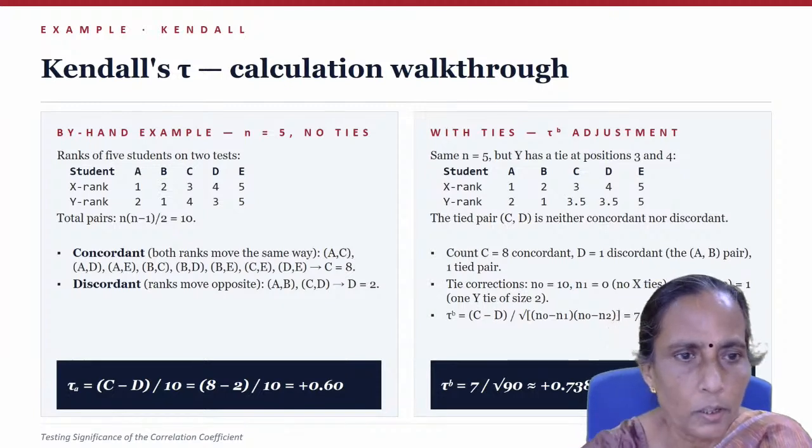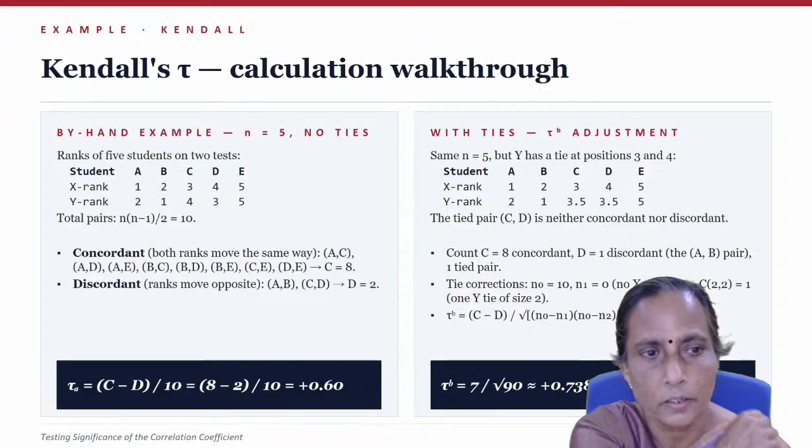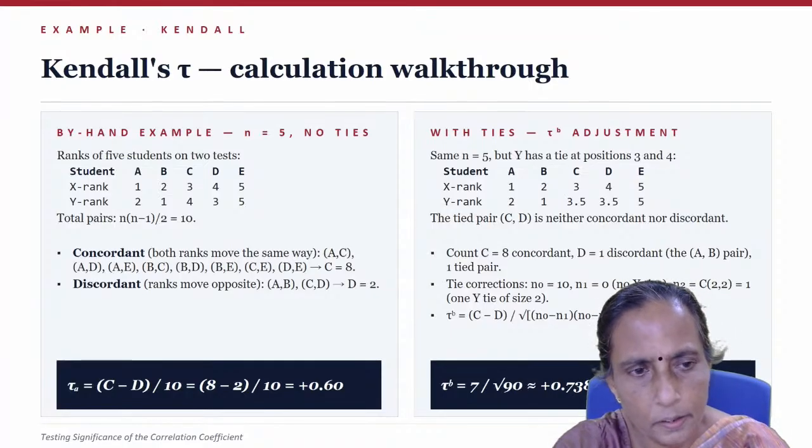So Kendall's tau calculation: suppose we have ranks of 5 students on 2 tests, X rank and Y rank. Total pairs is n into n minus 1 by 2, that is equal to 10.